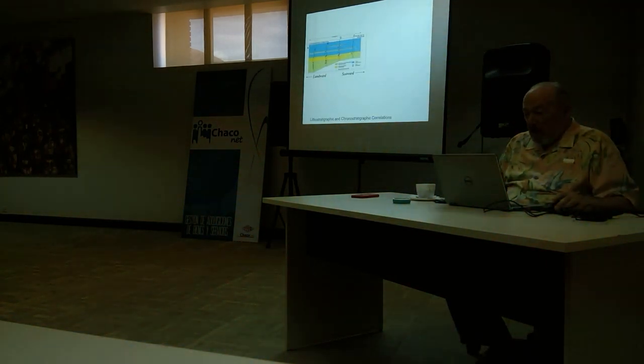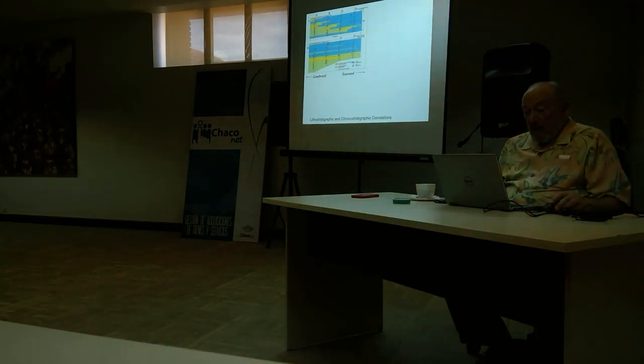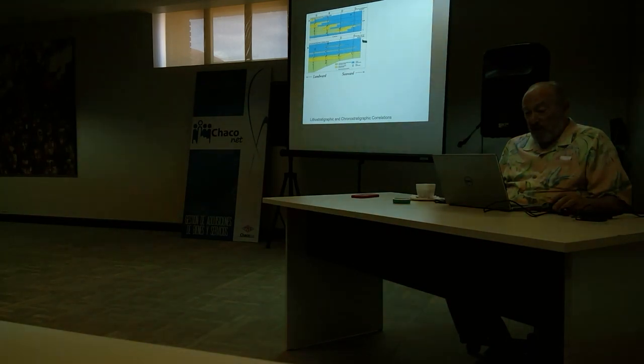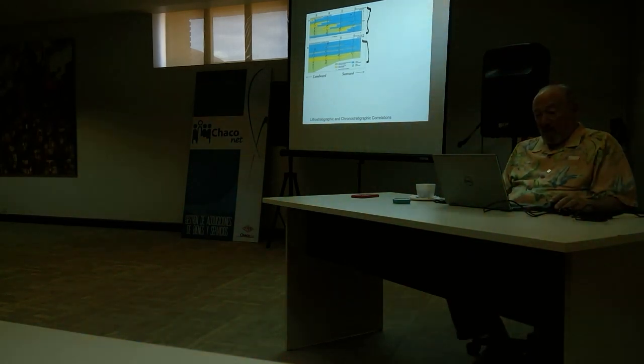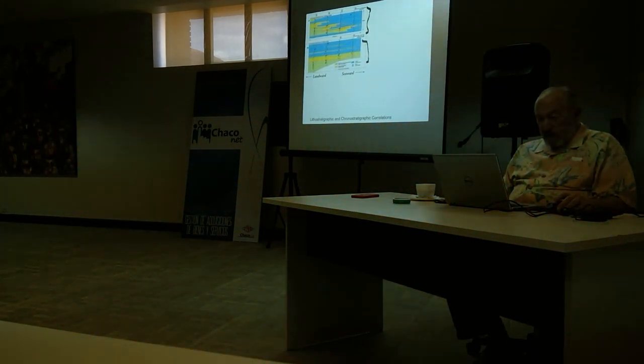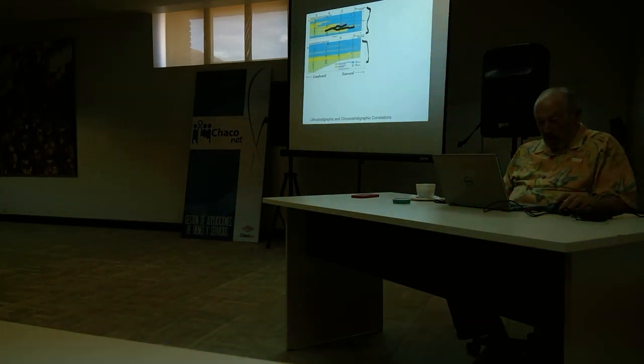So once again, we went through this example. I won't go through it again. Lithostratigraphic correlation versus the chronostratigraphic or sequence stratigraphic interpretation. Now in this case, I had all these little arrows that show a progradation and then a transgression. Well, that's terrible.